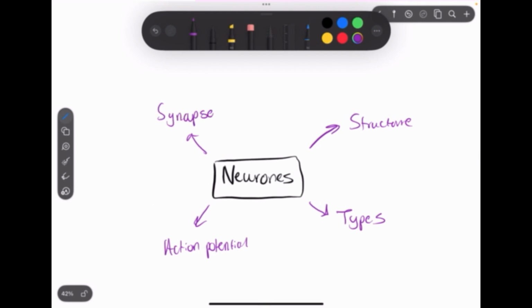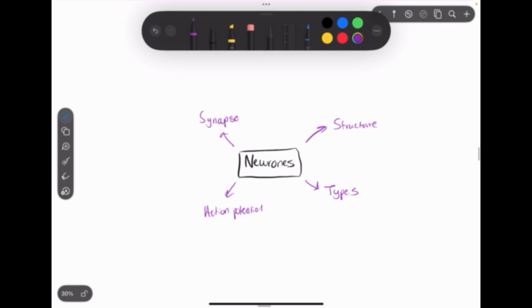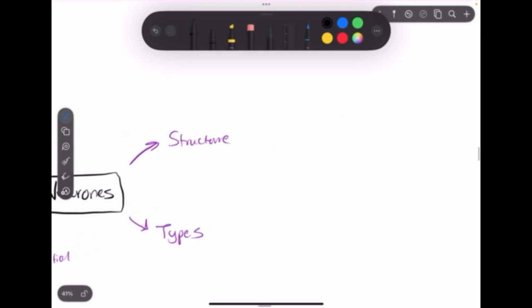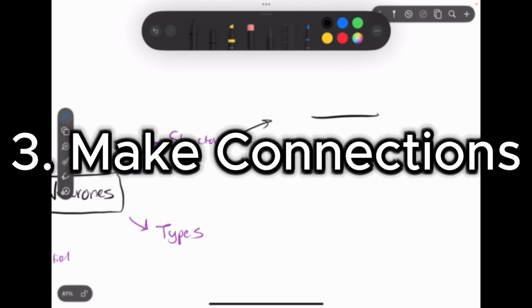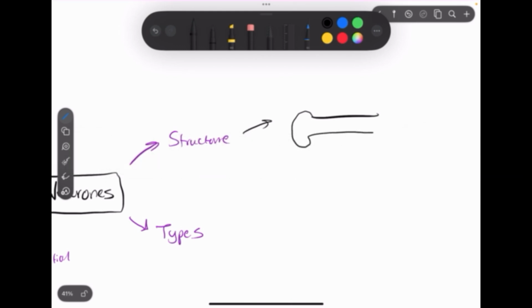Cool. So you see here, we've got different ideas about neurons. Let's go back to black. Now, literally, start with something like this. Draw the structure of a neuron. I'm going to draw a really, really bad neuron, okay? Just because of time. That's a really awful neuron and it looks more like a bone.